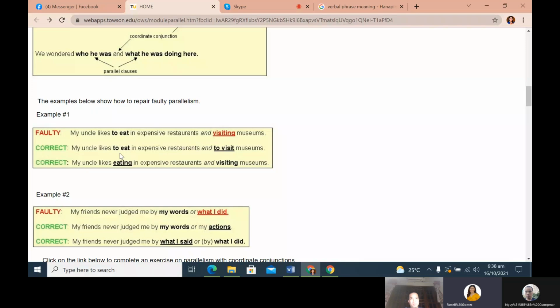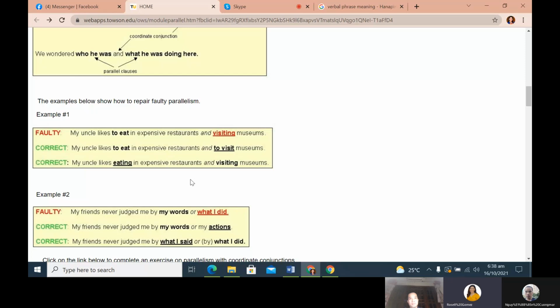You are using the same construction. You decided to use infinitive verbs, to eat and to visit. Now, if you would like to use the ing form of the verb, just like visiting, then you can have it this way: My uncle likes eating in expensive restaurants and visiting museums. So you have to use the same construction in order to write a grammatically correct sentence. Do you get me now?